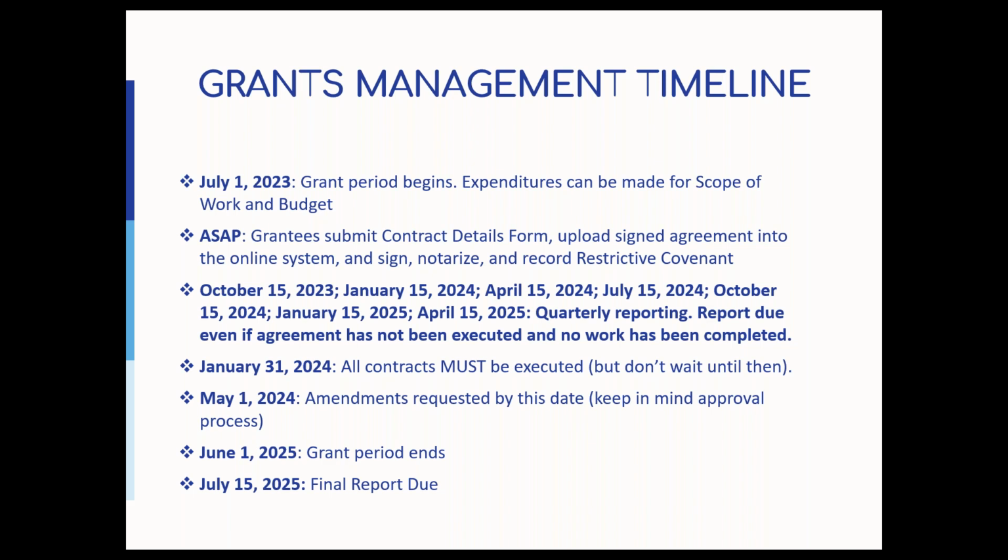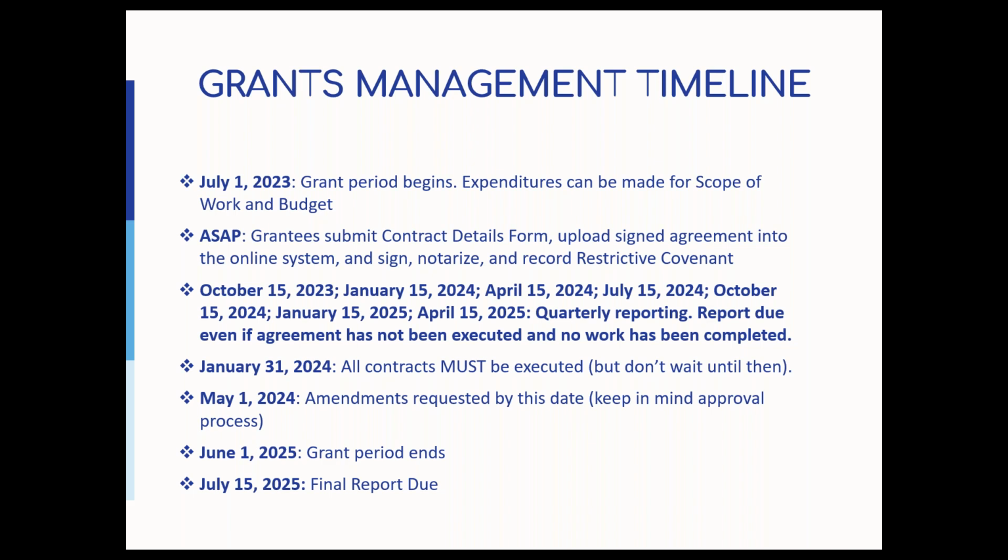Do remember that no expenditures towards the grant could be made before July 1st for the agreement. So if you started work, anything that you started ahead of time is not part of the grant. Complete your contract details as soon as possible. That goes along with downloading the agreement, uploading back up to the system, and getting your restrictive covenant recorded. So the contract does need to be signed by an authorizing official.